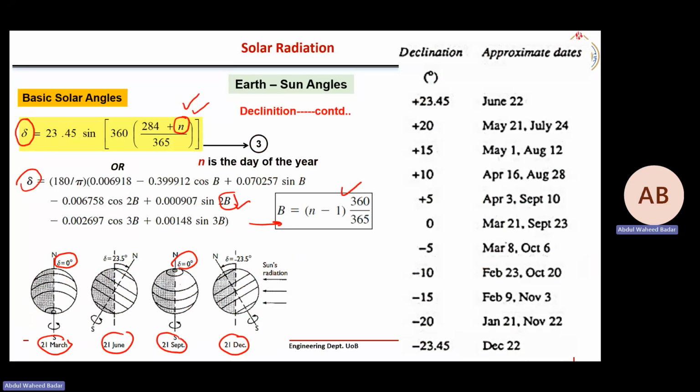Okay. So here is a summary of the declination angle on different days of the year. June 22, May 21, and July 24 are similar. All right, that is the declination for May 21. Similarly, May 1, April 3, March 21, it becomes 0. Again, it starts to change, but now in the negative direction from March till December.